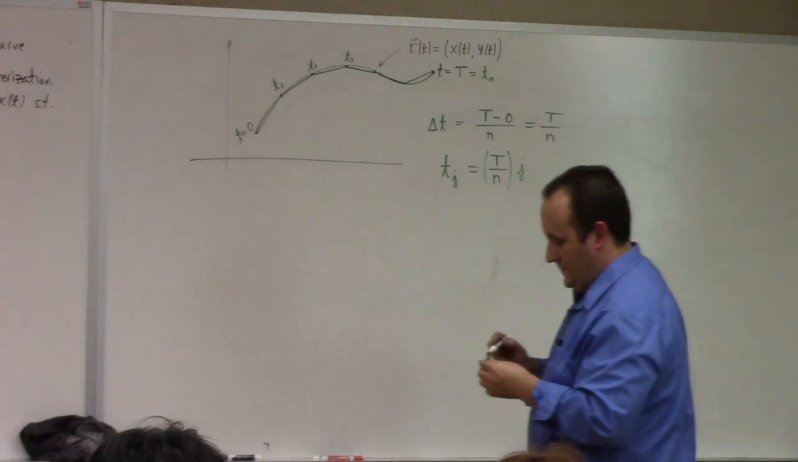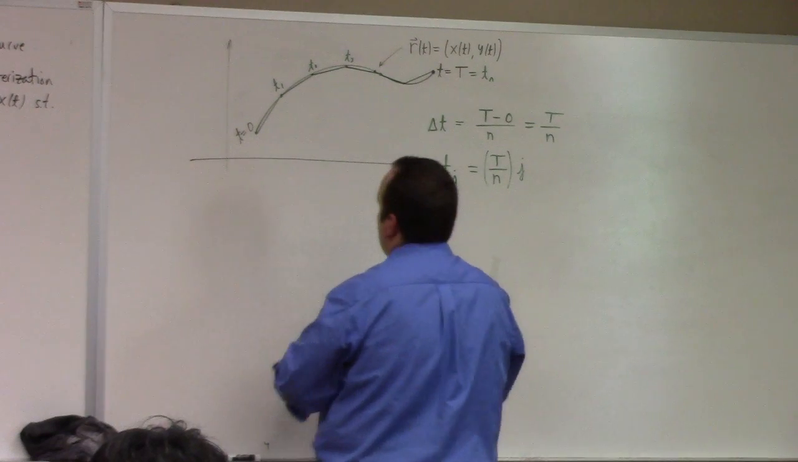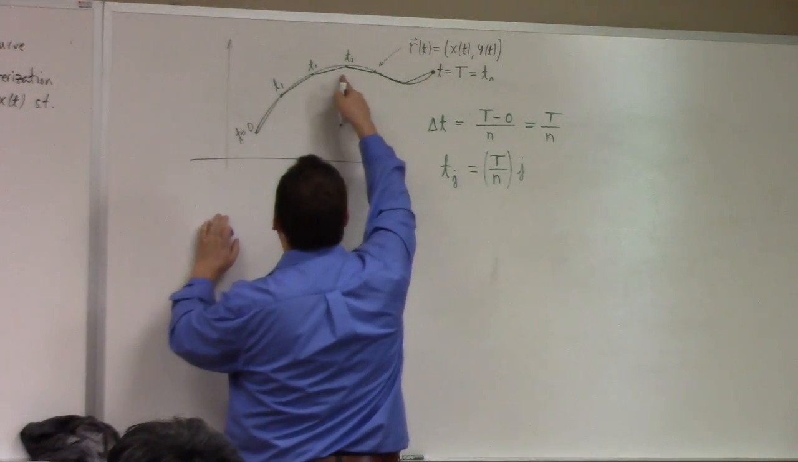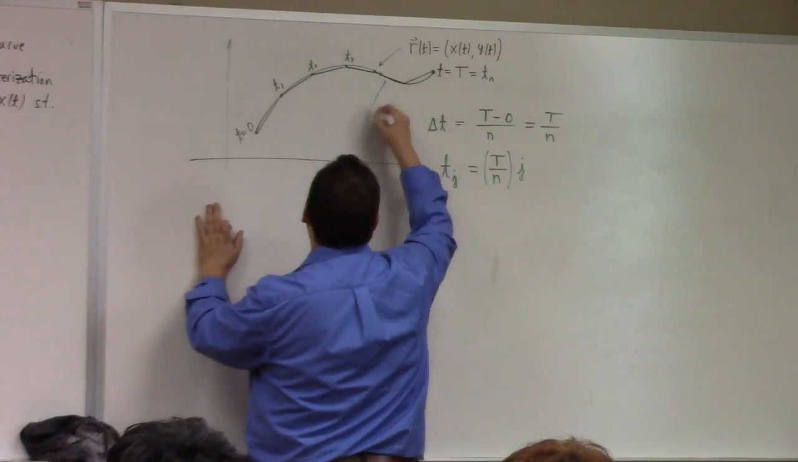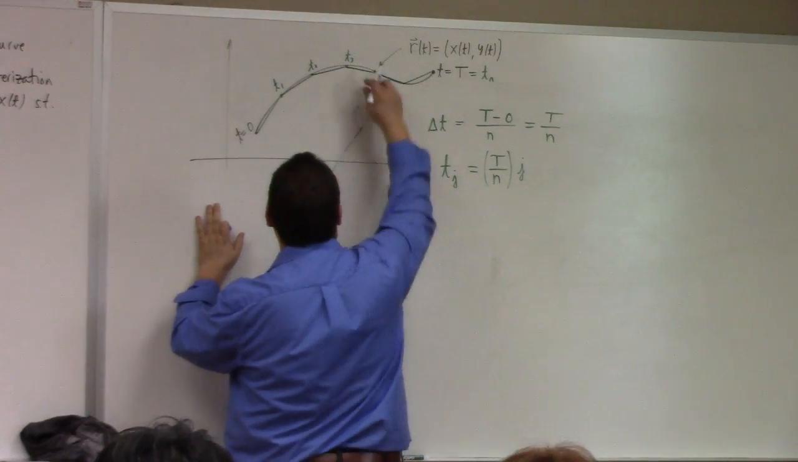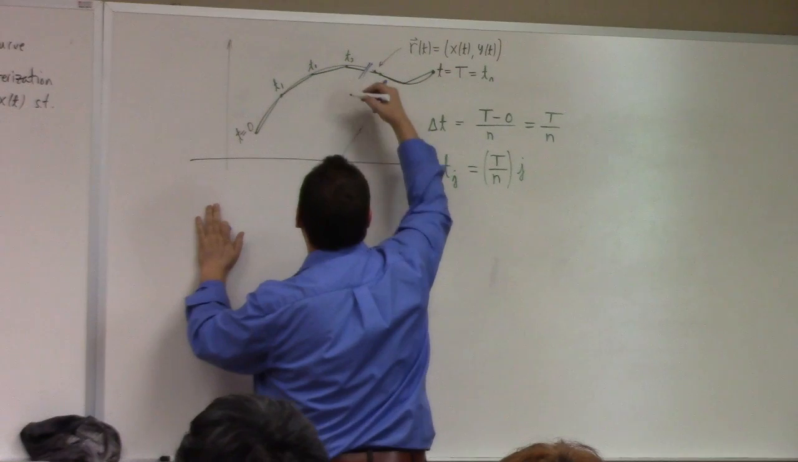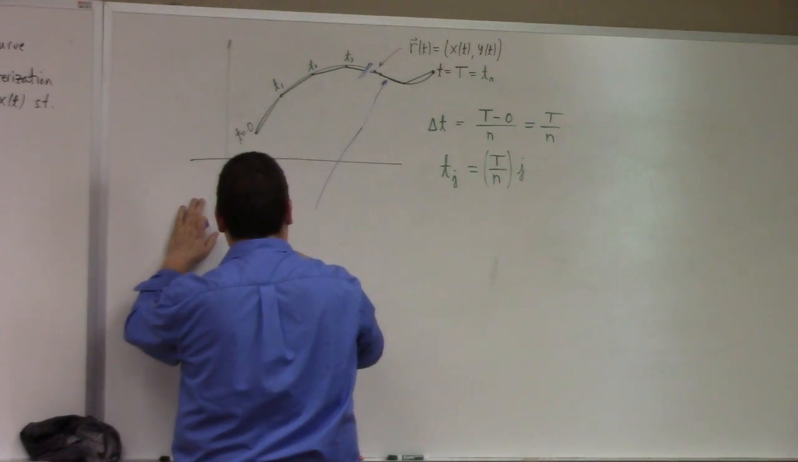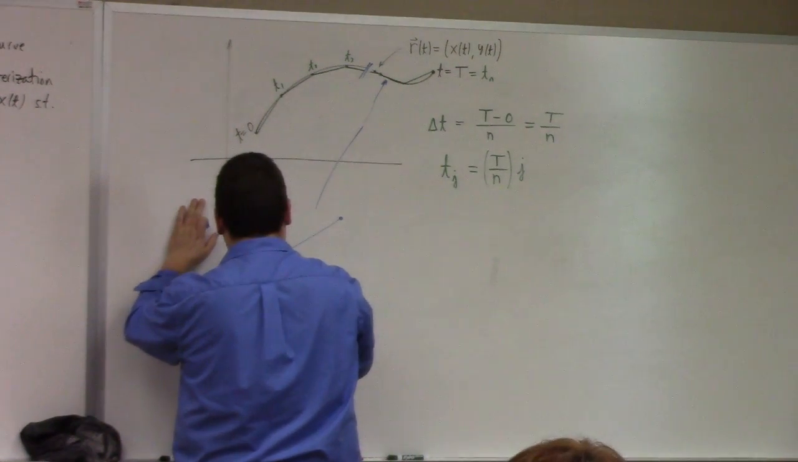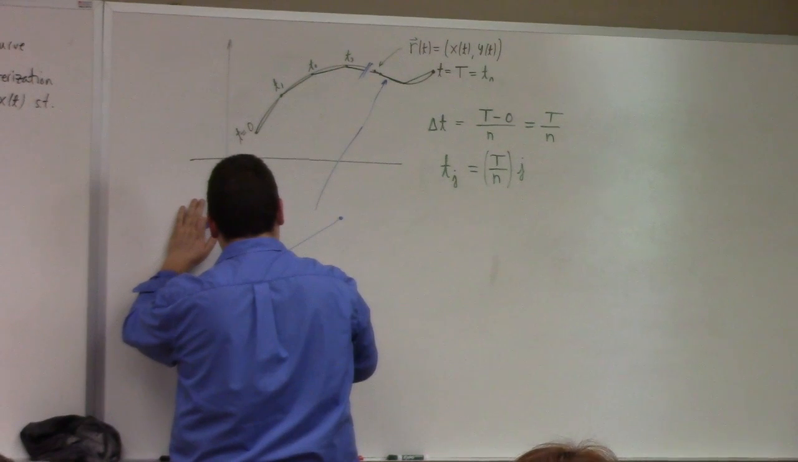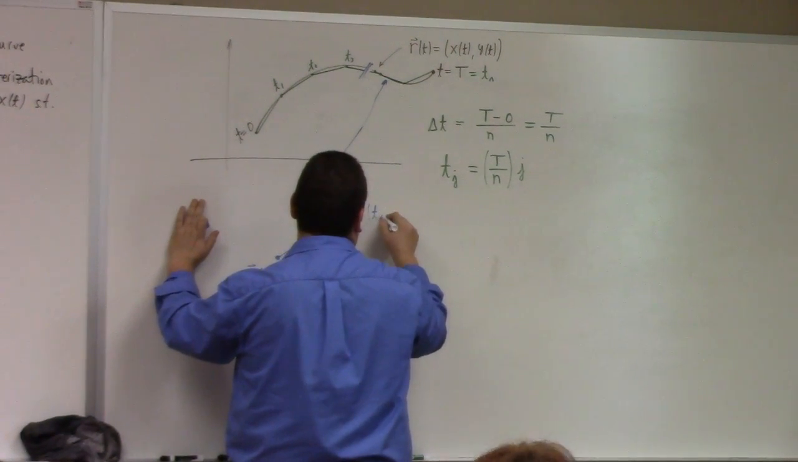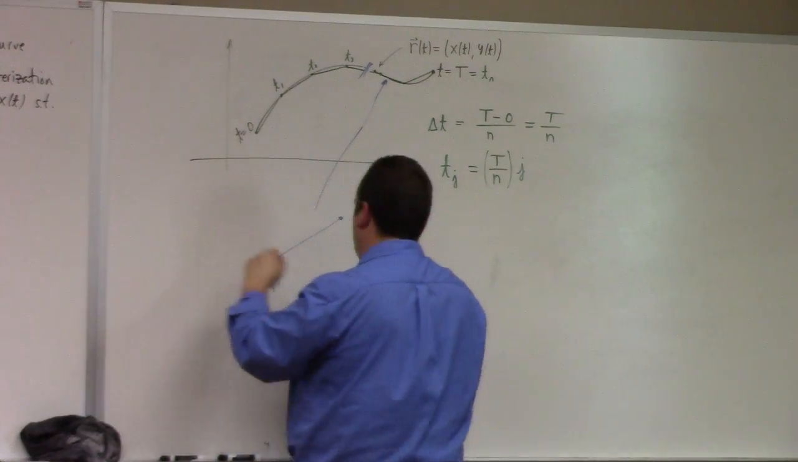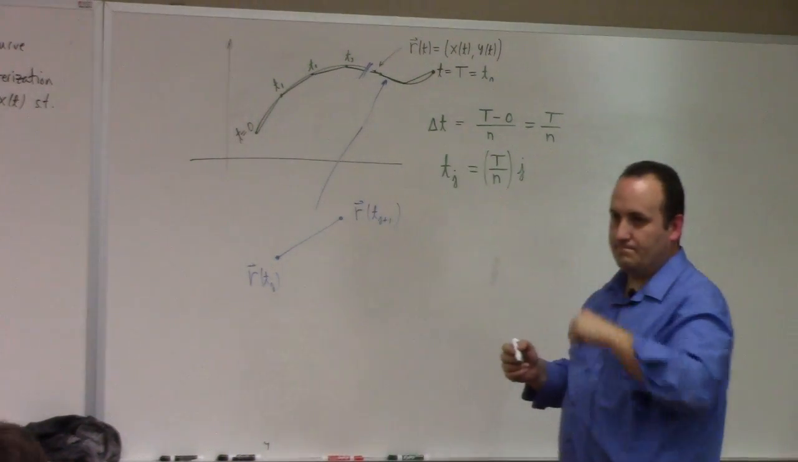If I look at a typical segment, suppose I look at this one, we're looking at something that's going from r of tj to r of tj plus 1. What's the length of that line segment?